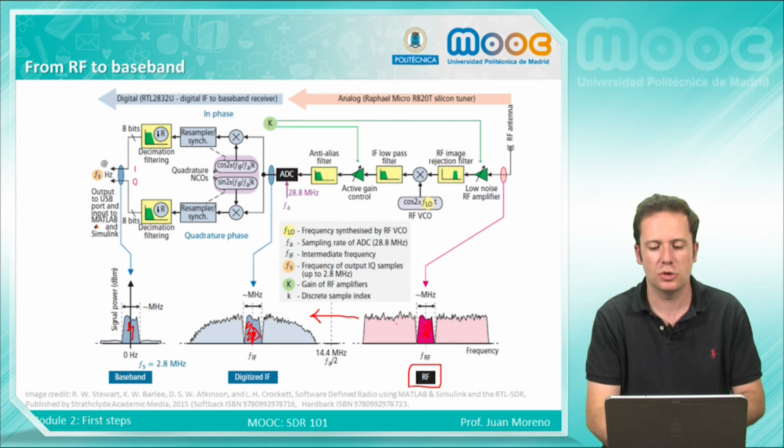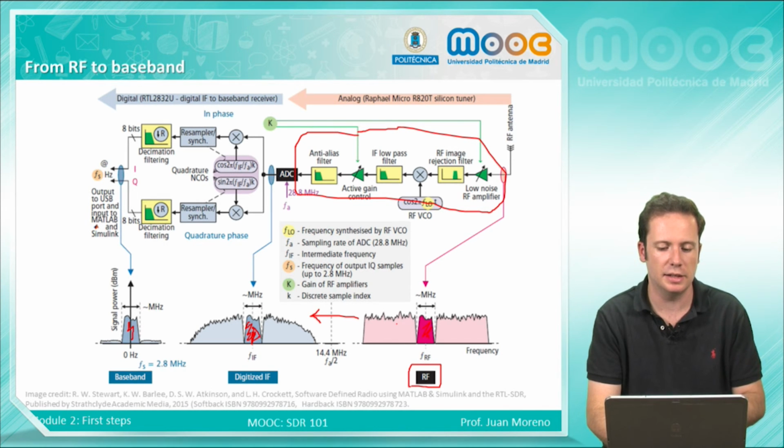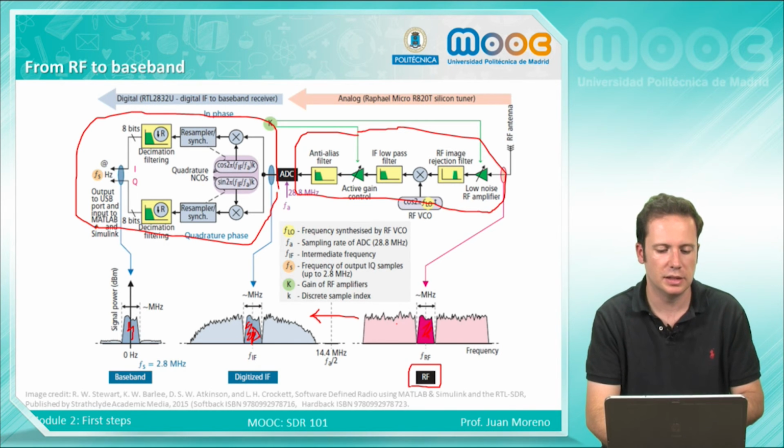Here you can see also which functions are done by which component of the RTL. All this part is done by the Rafael Micro, the tuner, and all these stages here are done by the modulator. This is the digital part. Of course, this output goes to the PC.